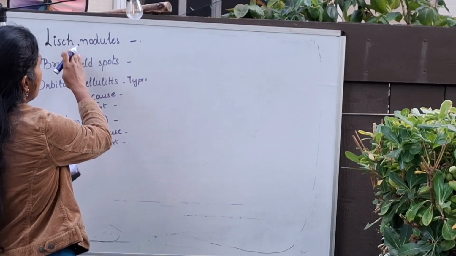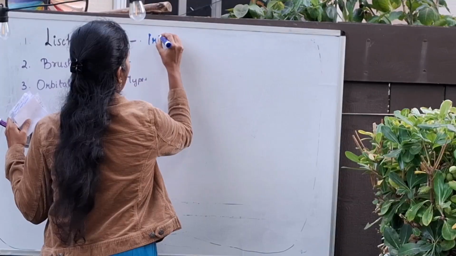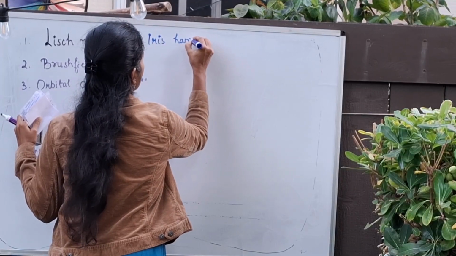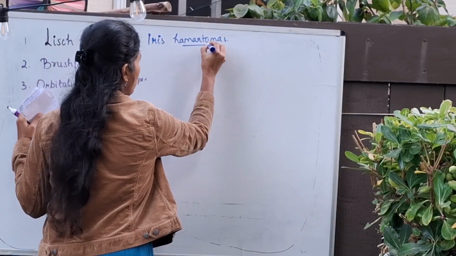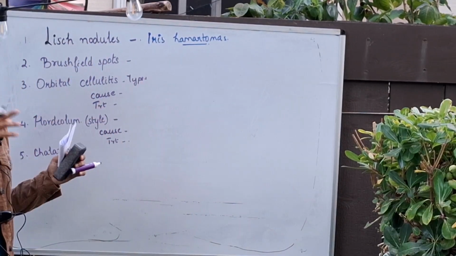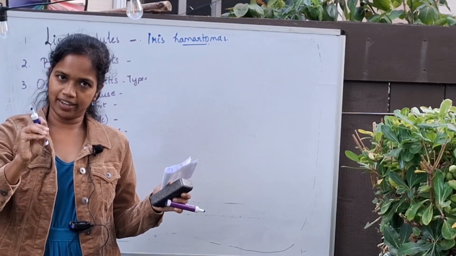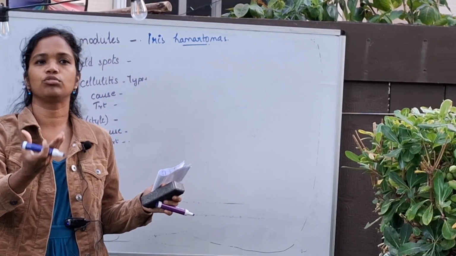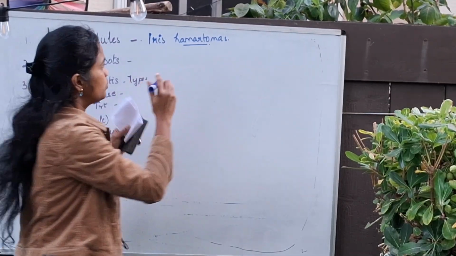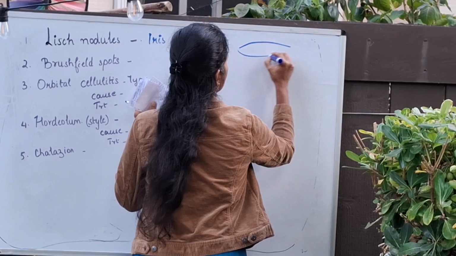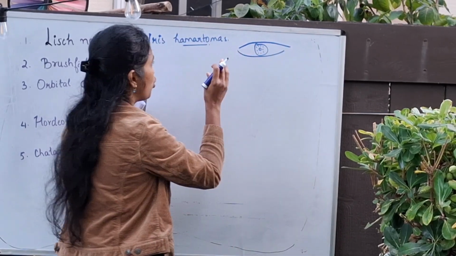To these topics. What are Lisch nodules? Lisch nodules are iris hamartomas. What is a hamartoma? The word hamartoma means that tissue which is originally present in that area has a disorganized growth. So if this is the iris, then they are going to be present like bundles or nodules.